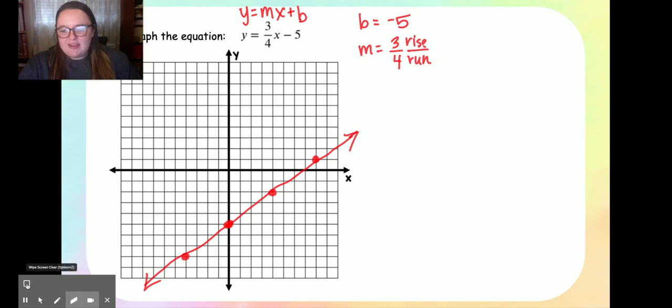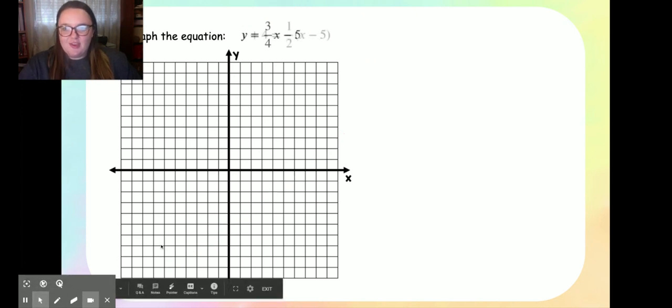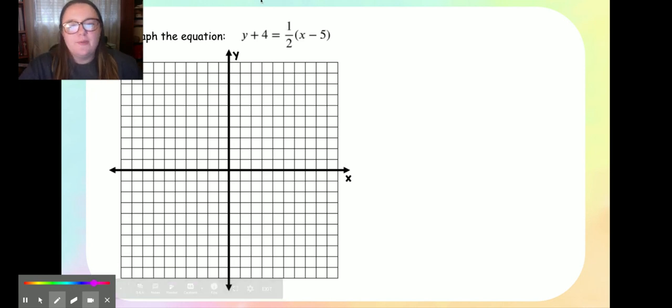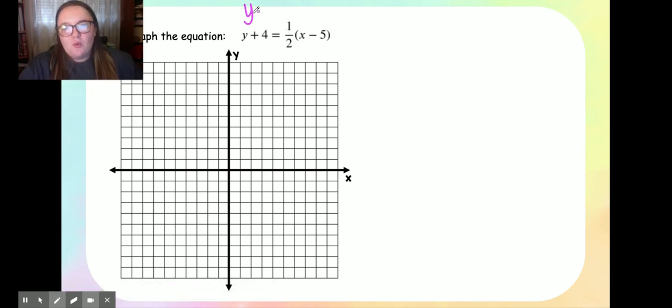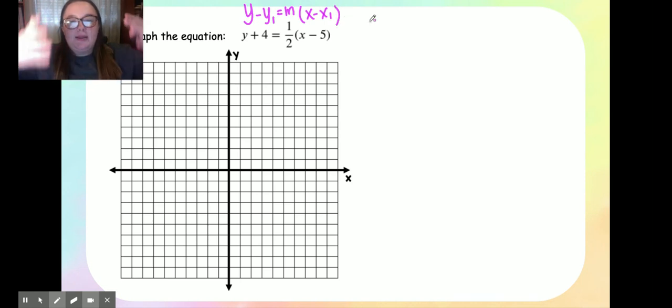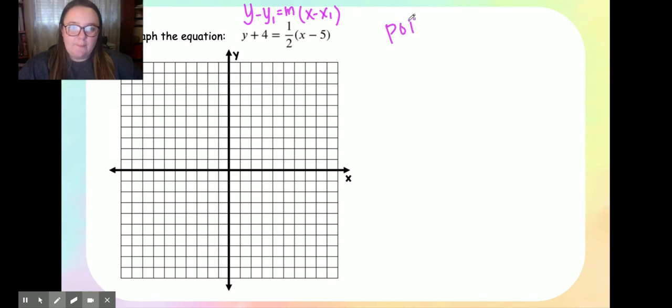Let's make sure we have this next type of equation down before we move on to that last one, standard form. This one is point slope, so y minus y1 equals m, parentheses x minus x1. And the two things that we can take out of point slope is we can take out a point, and we can take out a slope. That's why it's called point slope, right? We can take out those two things. Let's take out a point.